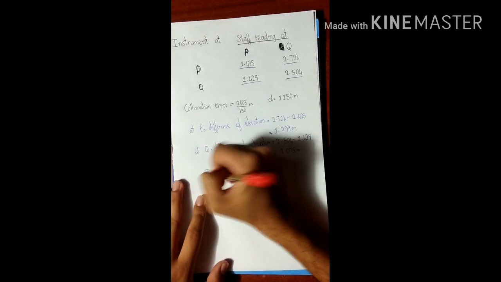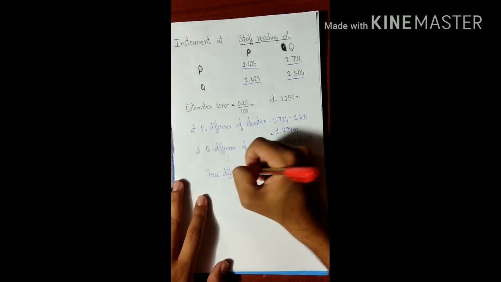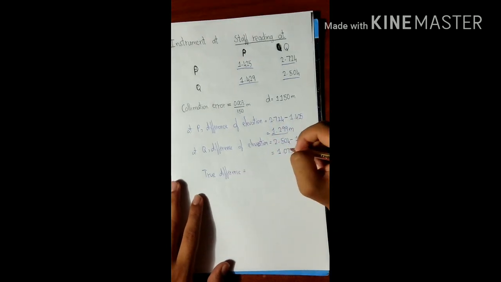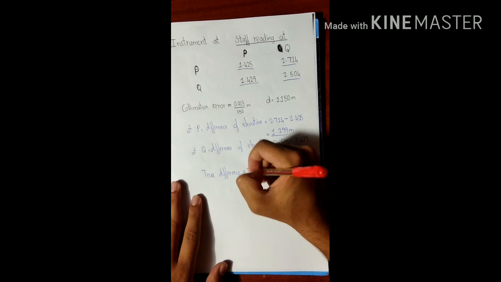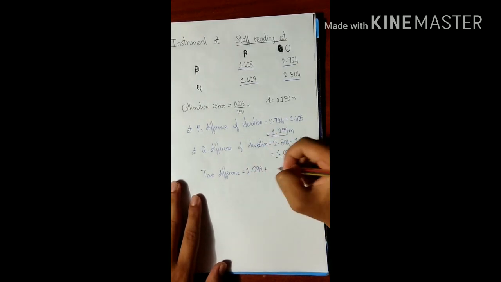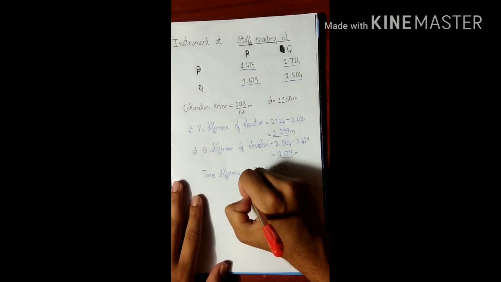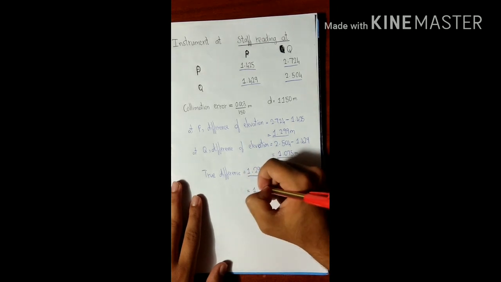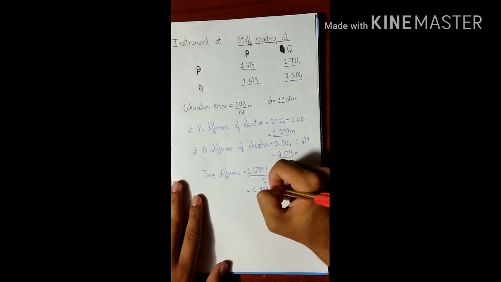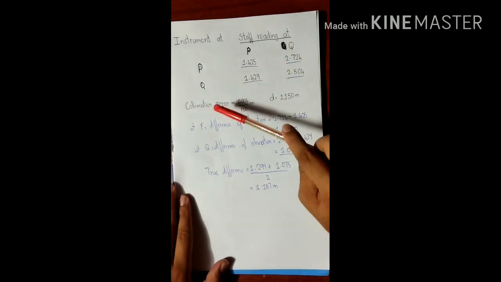Now, what's the true difference of elevation between P and Q? The true difference is given by 1.299 plus 1.075, which are the differences of elevation from point P and point Q respectively, divided by 2. The answer will be 1.187 meters.